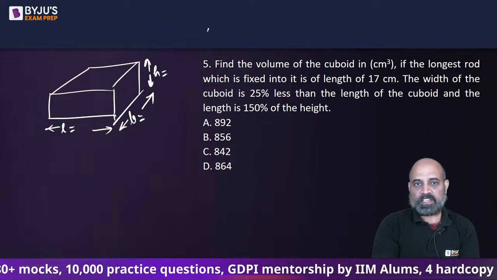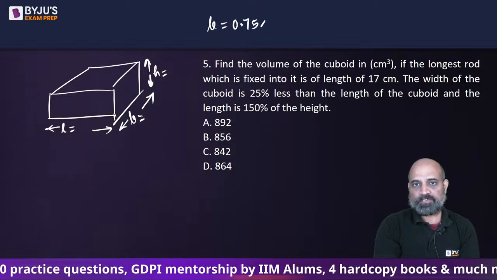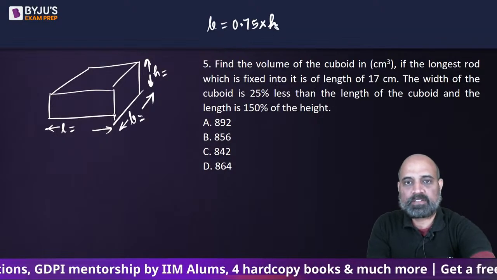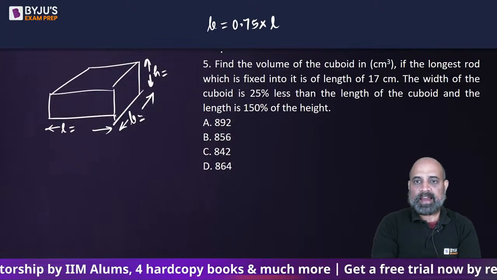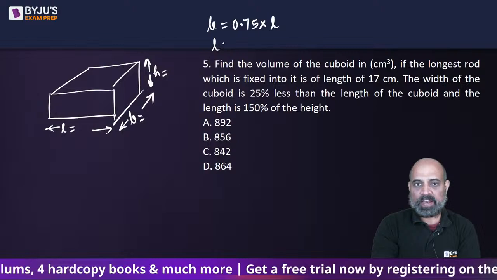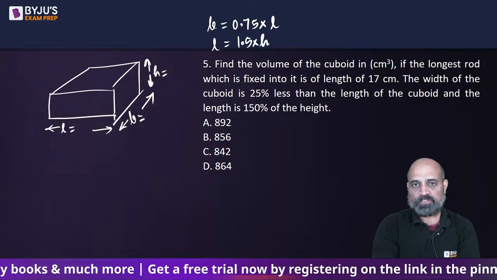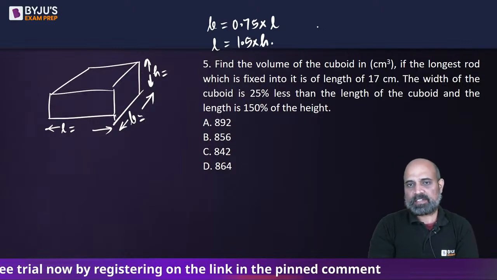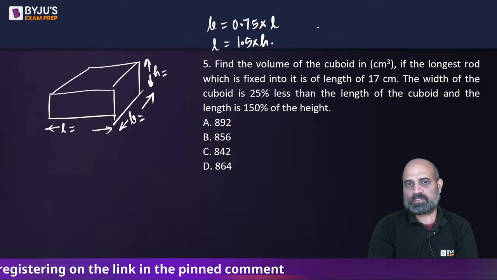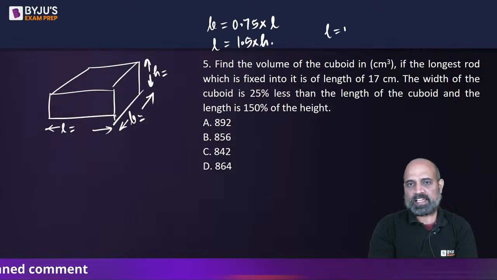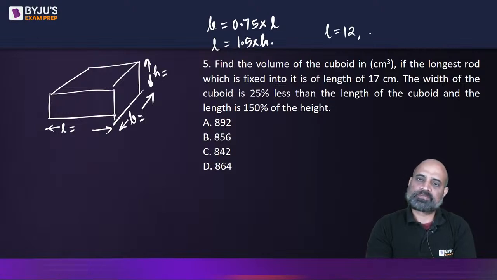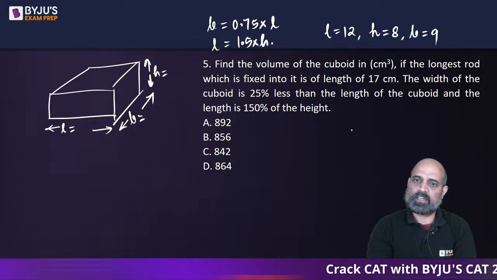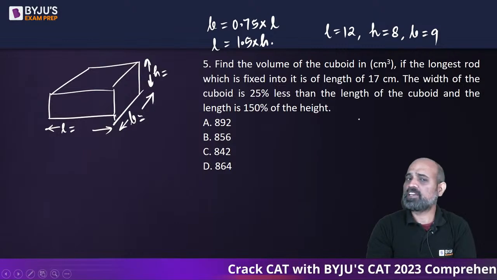So as per this, the breadth is 0.75 times the length, and the same length is 1.5 times the height. So what I will do is take a value such that B is in the table, L is in the table of 4 and 3, 12. So if I take L equal to 12, the height is going to be 8 and the breadth is going to be 9. Right? Then only this is going to be possible.